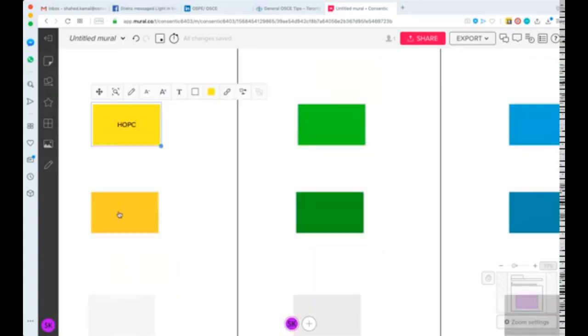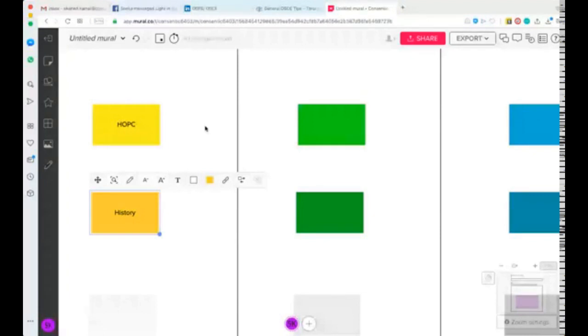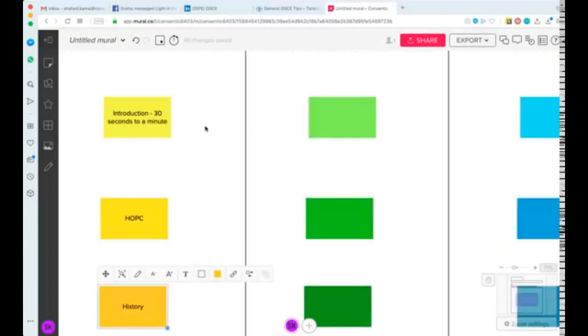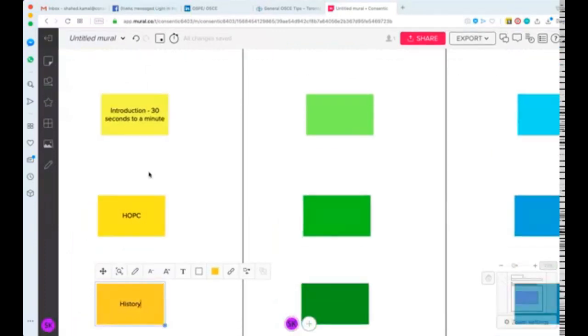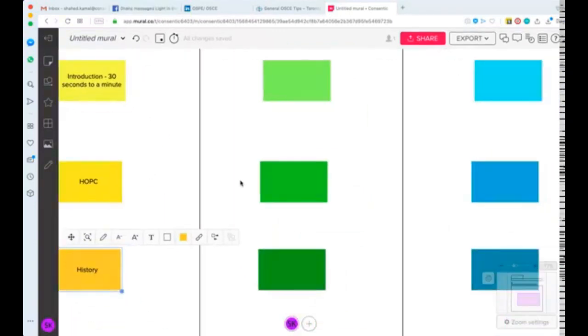And then after that history of presenting complaint, there's the rest of the history that you have to finish off. So that's one way to look at it. If it's a physical exam, you have your 2 minute STEM, you have your introduction, 30 seconds to a minute. And then again, you have a history presenting section.